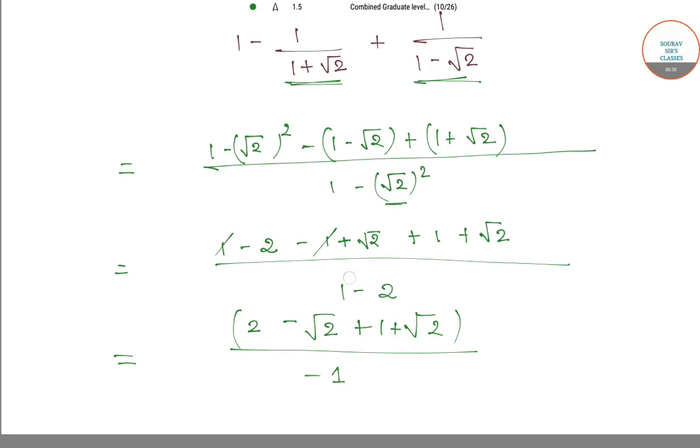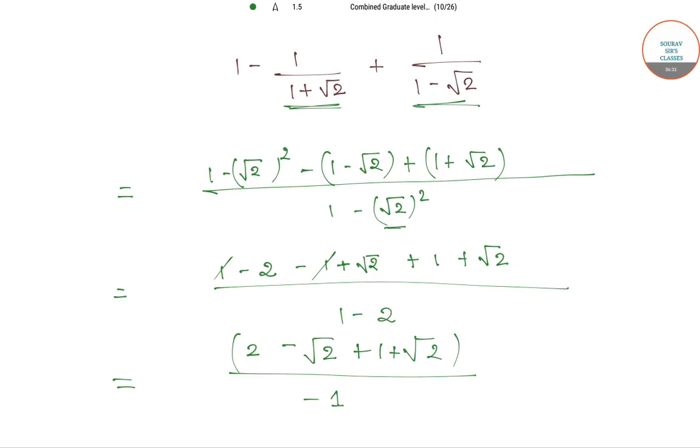Okay, so in the next step what we can do, here we will have minus 1 plus 2 root 2 divided by minus 1. So from here we can write it as 1 plus 2 root 2 if we take minus as common and eliminate that. So this is our answer, that is 1 plus 2 root 2, that was option B.